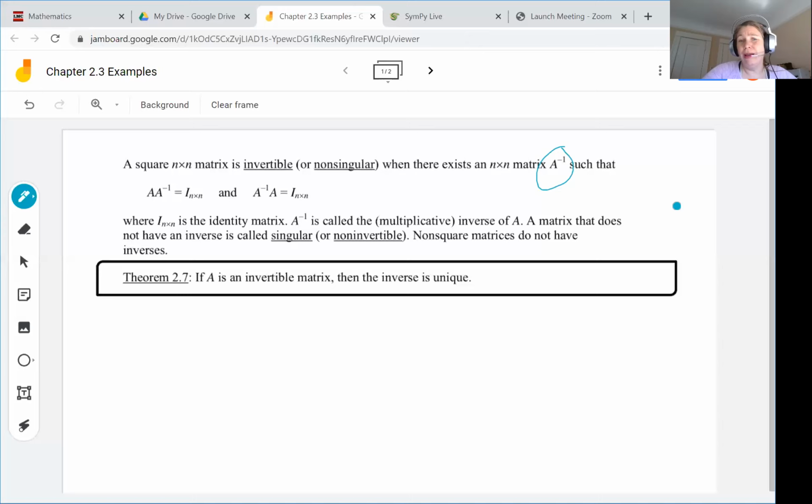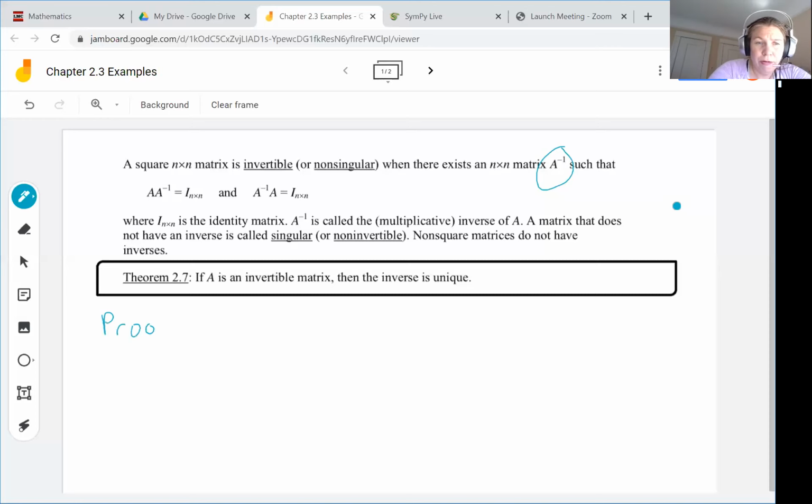So we call A inverse the multiplicative inverse of A. A matrix that does not have an inverse, as we said in the last video, is called singular, or sometimes called non-invertible. And non-square matrices do not have inverses. So we're going to start by proving a theorem. So theorem 2.7 says if A is an invertible matrix, then the inverse is unique.